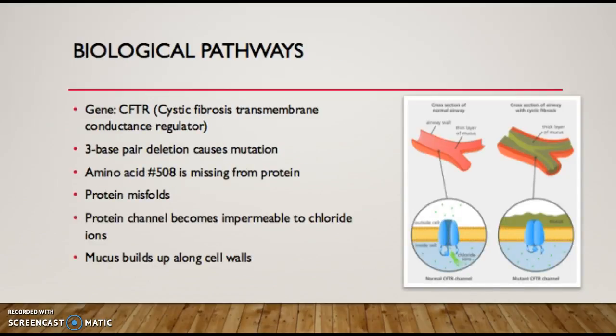From a pathological perspective, cystic fibrosis is caused by a mutation to the CFTR gene on chromosome 7. A 3-base pair mutation eliminates amino acid number 508 from the protein, causing it to misfold. This amino acid is eliminated and no other amino acids are impacted because there is no frame shift, as 3 bases were removed. However, this makes the channel impermeable to chloride ions. Now that the chloride ions cannot pass through, mucus starts to build up, as you can see on the right.